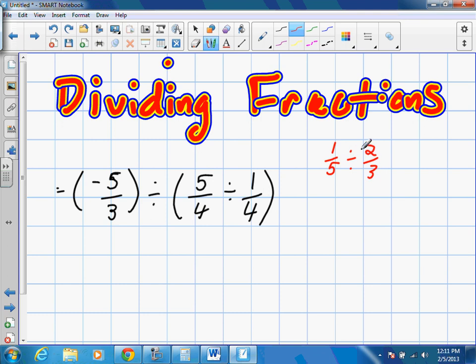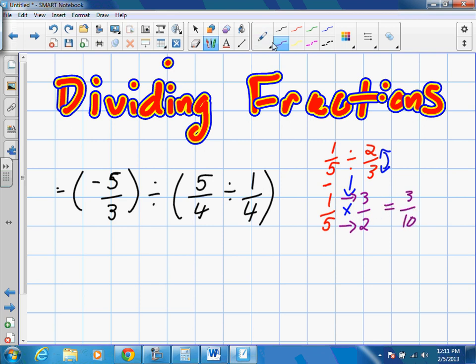When you do that, you keep the very first fraction the same, so you get 1 over 5. You then change your division to multiplication. Yeah, and you invert, which means to flip the second fraction. So that second fraction then becomes 3 over 2. In the last lesson, we just learned how to multiply fractions. We use the exact same rules, top by the top and the bottom by the bottom, and that's going to give us 3 over 10 as an answer.